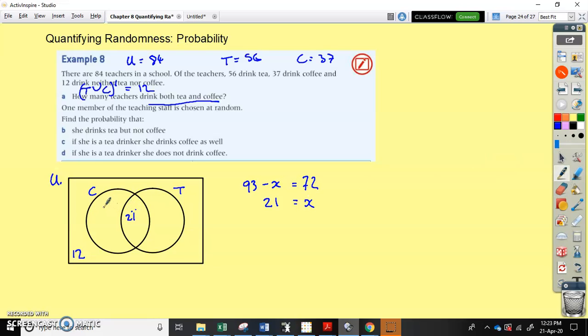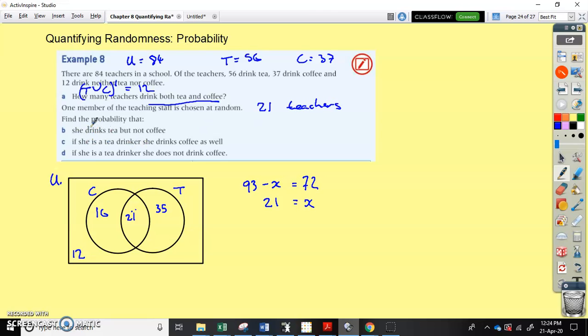So 21 tea and coffee drinkers. Coffee is 37 minus 21, so 16. Tea drinkers, 56 minus 21 is going to be 35. And we've then completed our Venn diagram here. So we can start on with the other questions. Question A, as we said, is going to be 21 teachers.